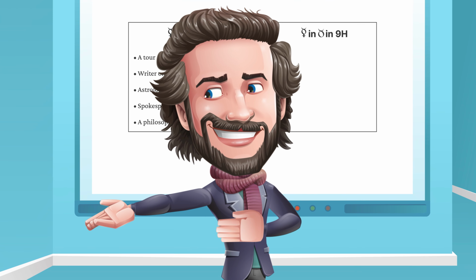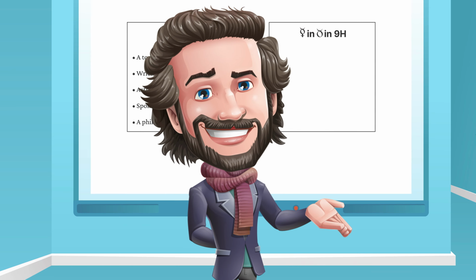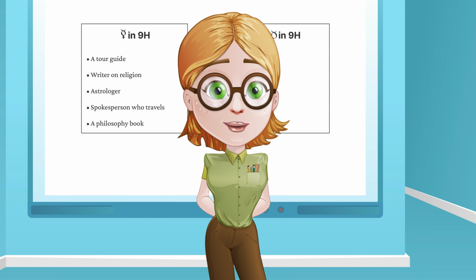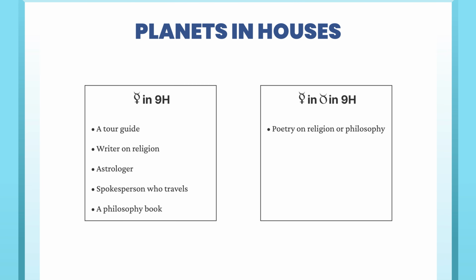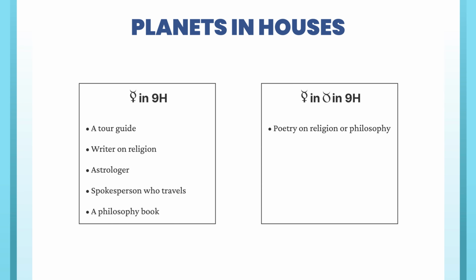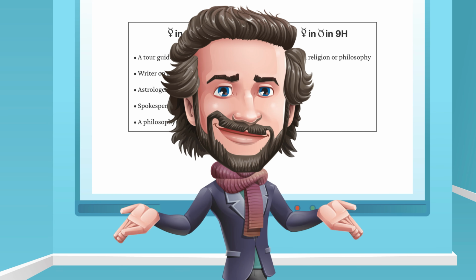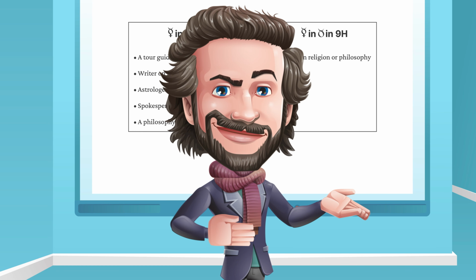Combine Mercury's intellect with Taurus's steady and artistic nature, and blend it with 9th house themes. Ella, you first. Mercury in Taurus in the 9th. I'd say a poet of philosophy or religion. Someone who uses beauty and rhythm to express big ideas. Beautifully said, Ella. Taurus brings art and grace to Mercury's words. So yes, a poetic philosopher or religious writer fits perfectly.